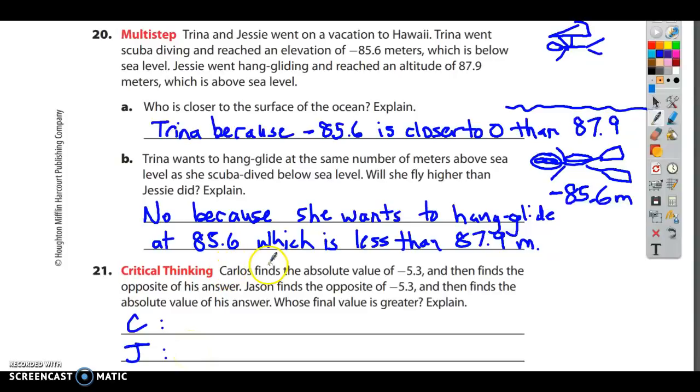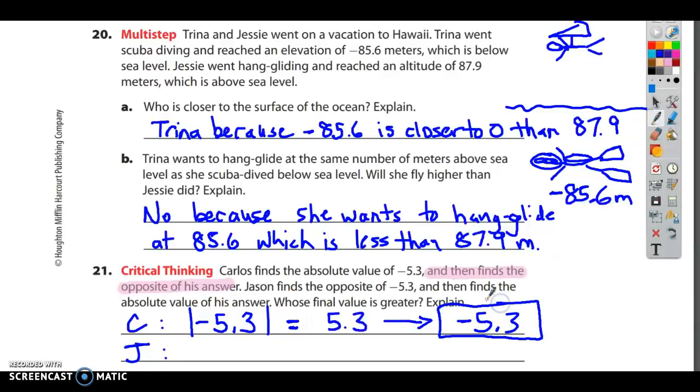So let's start with Carlos. Carlos finds the absolute value of negative 5.3. And so what I do here is I put negative 5.3 inside absolute value signs. And what is that? Well, absolute value means distance from 0. How far away from 0 is negative 5.3? It's 5.3 spaces. And then, that's the first thing it did. And then right here it says, let's read this carefully. And then finds the opposite of its answer. Well, what's the opposite of positive 5.3? It is negative 5.3. So where does Carlos end up? He ends up at negative 5.3.